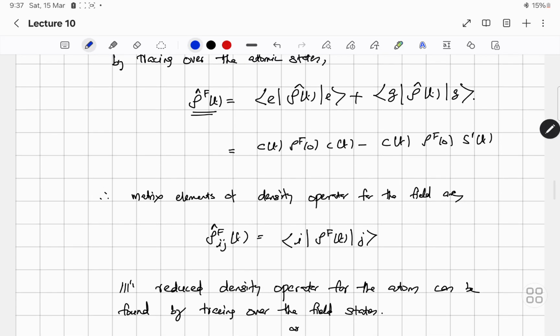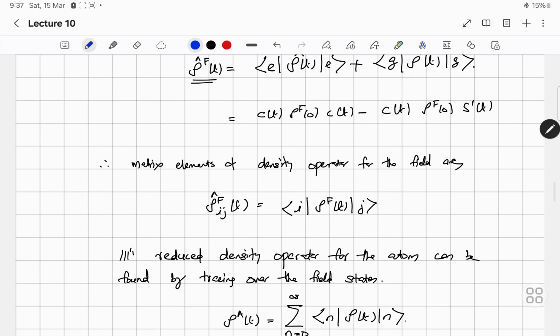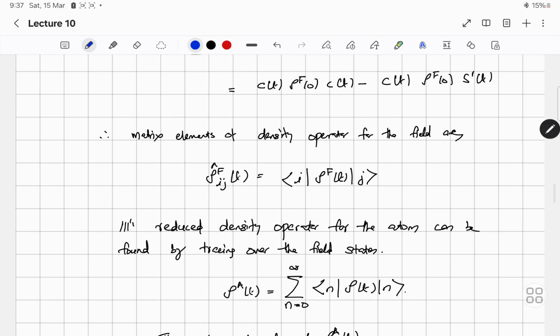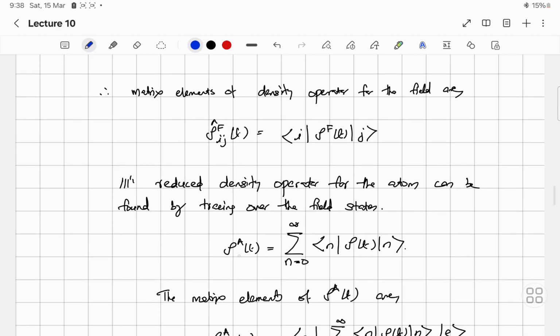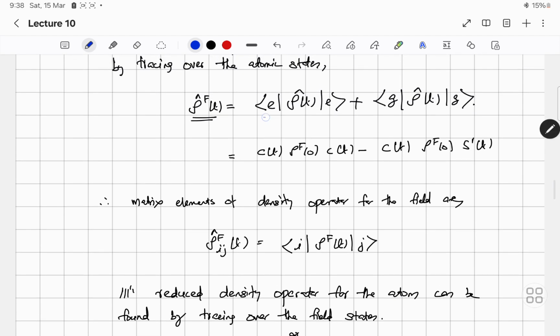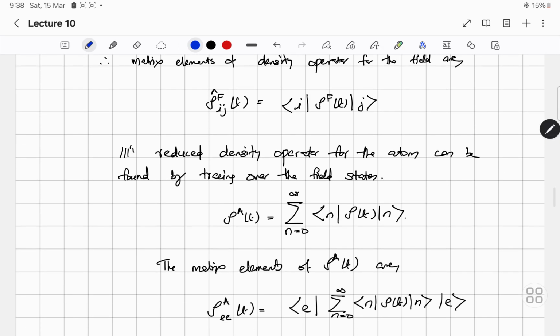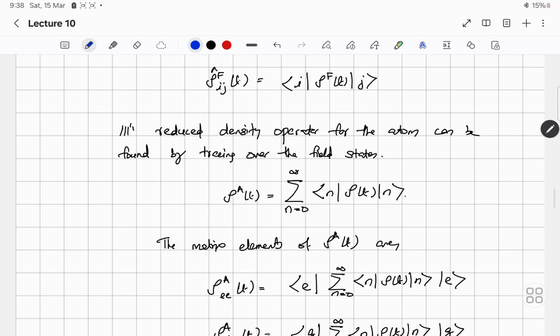Now the matrix element of any density operator of the field is given by rho f ij of t equals ⟨i|ρf(t)|j⟩. So similarly, the density operator for the atom can be found by tracing over the field states. So that is rho a of t, because the field can have many possible states. In case of the atom, there are only two possible states. That is why we have taken only the inner product with E and with G. But in the opposite case, for the atom, we have to trace over all the possible states of the field.